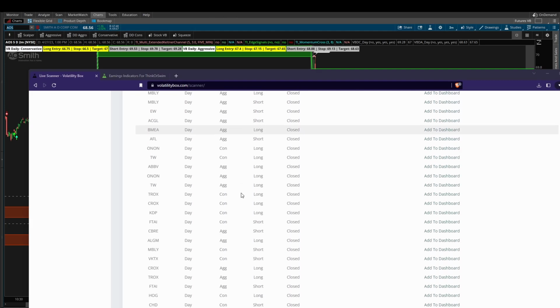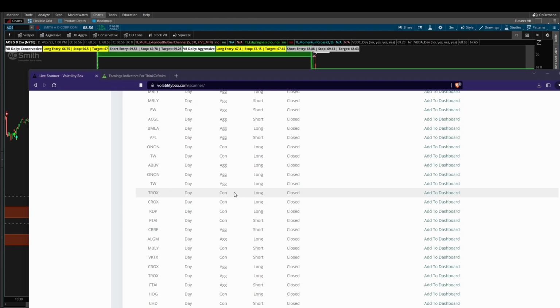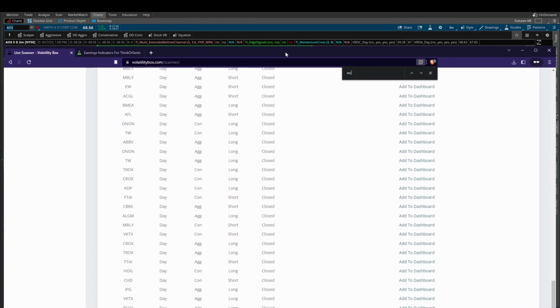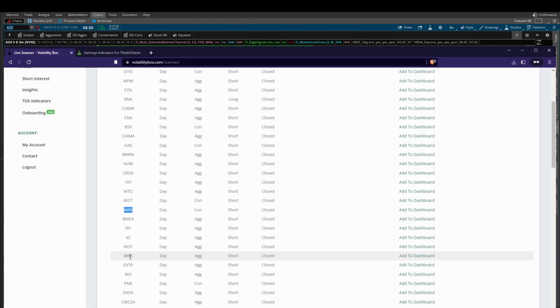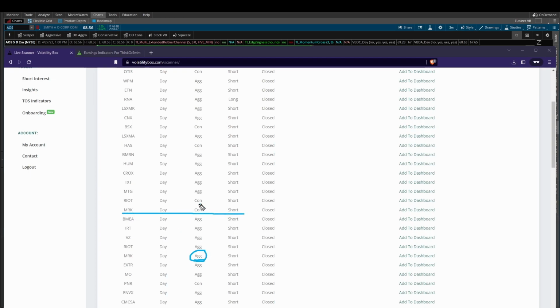And then another example we'll also discuss is Merck, which reported earnings today. And let me show you Merck. That triggered on our live scanner 2 different times. The first was when it hit our aggressive volatility box models, and the second is when it hit the conservative models. So a lot of different setups today. Let's dive in.